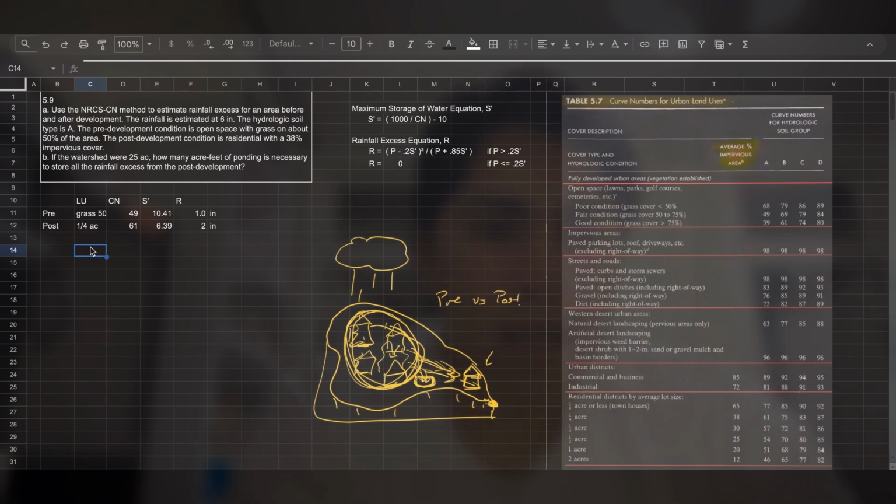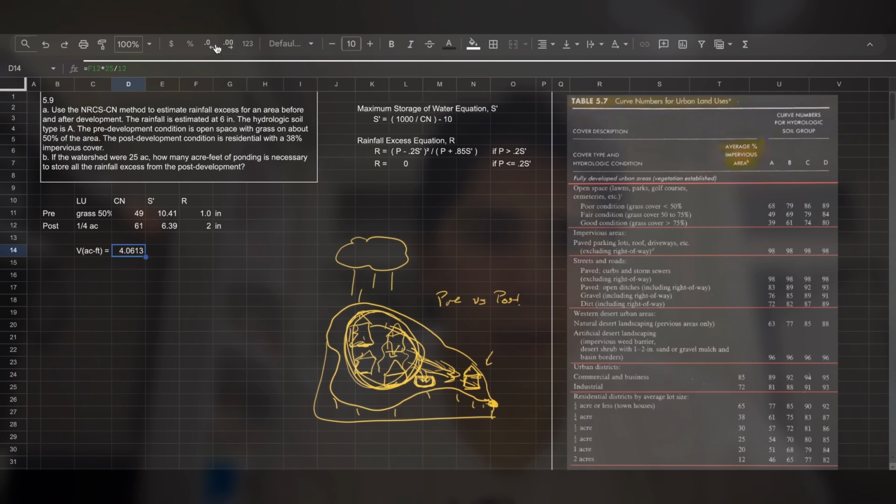But we know that the watershed is 25 acres. So to find the volume of the retention basin in acre feet, that's going to be equal to the 2 inches times 25 divided by 12 to get it into feet. And we get about 4.06 acre feet. So this is the volume of a retention basin needed for that development.